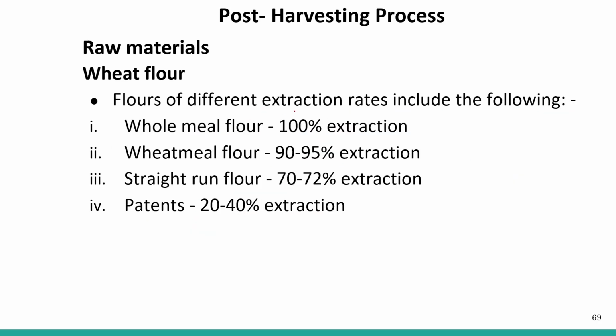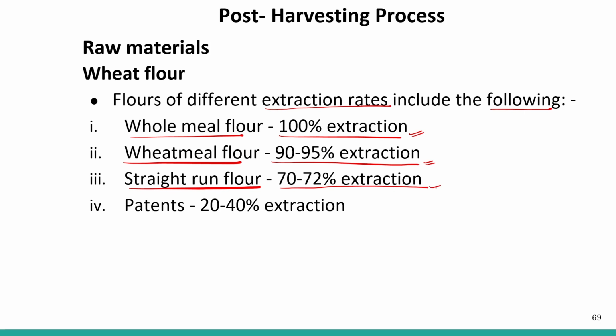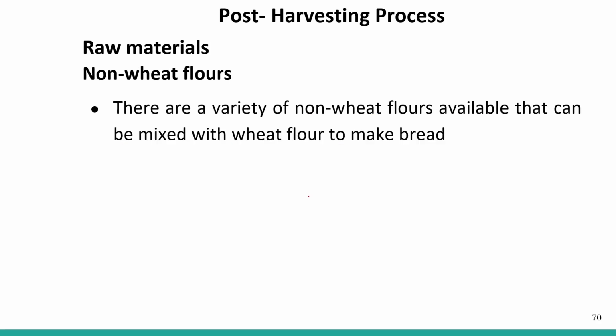So the flours of the different extraction rates include the following: whole wheat flour, that is 100% extraction, means whole wheat is used for making flour. Wheat meal flour, 90 to 95% extraction. Straight run flour, 70 to 72% extraction. And patents, that is 20 to 40% extraction. So these are the different types of wheat flour.